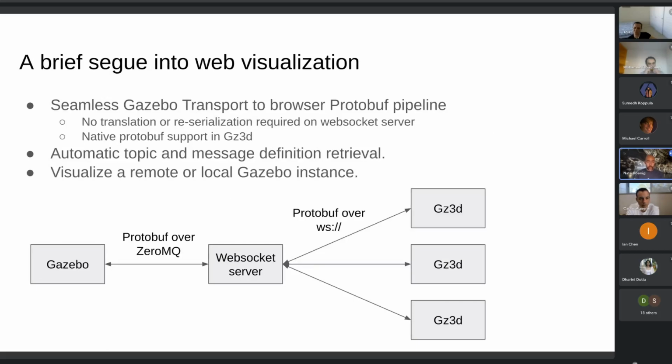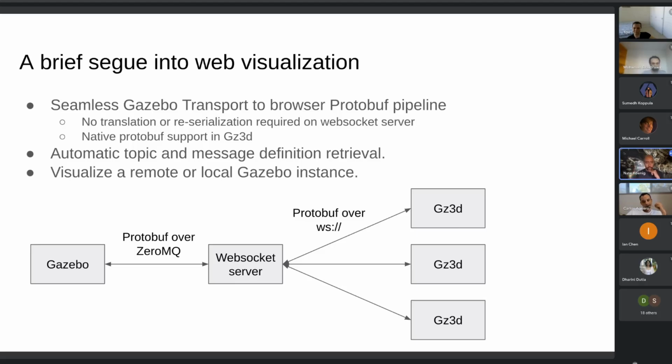This is basically building off of GZ Web, which existed as a tool in Gazebo Classic, and we've now transitioned it over to support the latest iteration of Gazebo. This is all based on Gazebo transport sending protobuf messages over a WebSocket server. So the nice thing here is that we don't have to do any deserialization and reserialization or changing the types of messages that come from Gazebo to the browser. It's just a straight pass-through, which is a nice feature of protobuf.